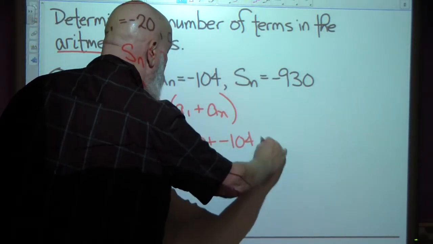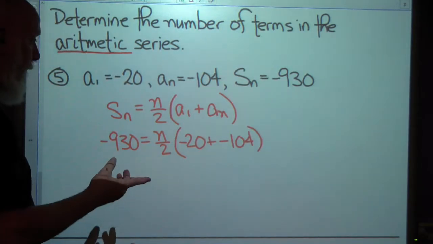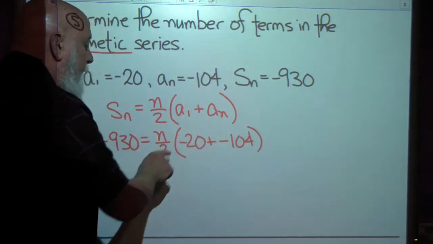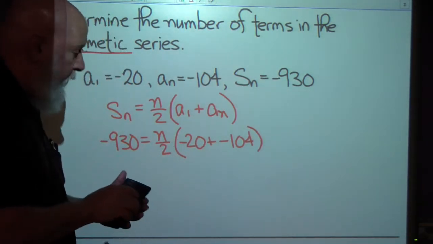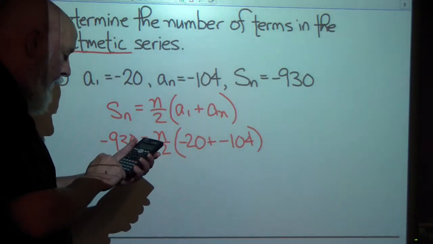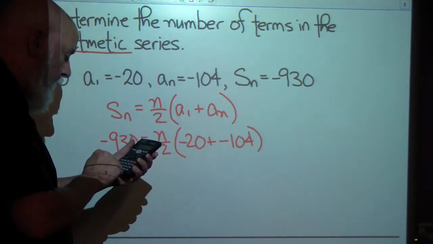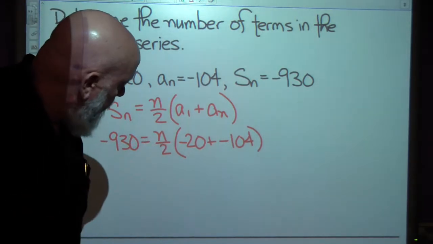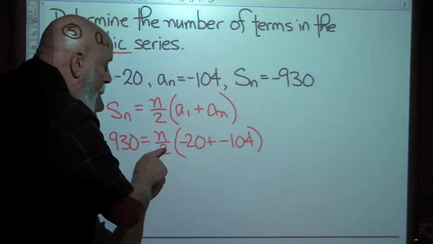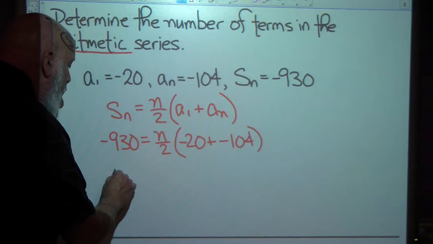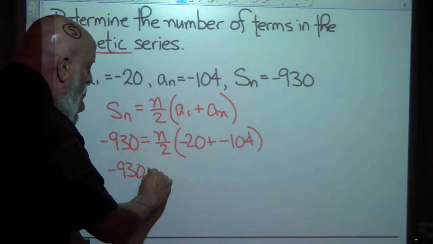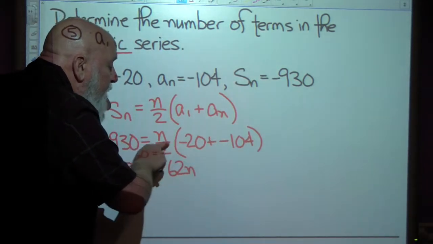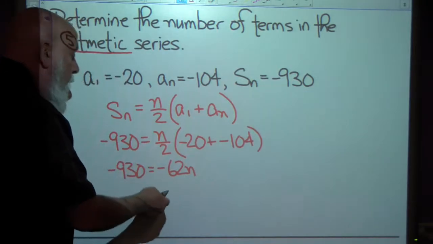I'm going to do just a little bit of arithmetic here and simplify this right here. This will be negative 124 divided by 2, and that is negative 62, I believe. Let me see. Yep. So this will simplify. This divided by 2 is negative 62, so I've got negative 930 is equal to negative 62n. If I add this plus this together, and then divide by 2, that'll give me negative 62.